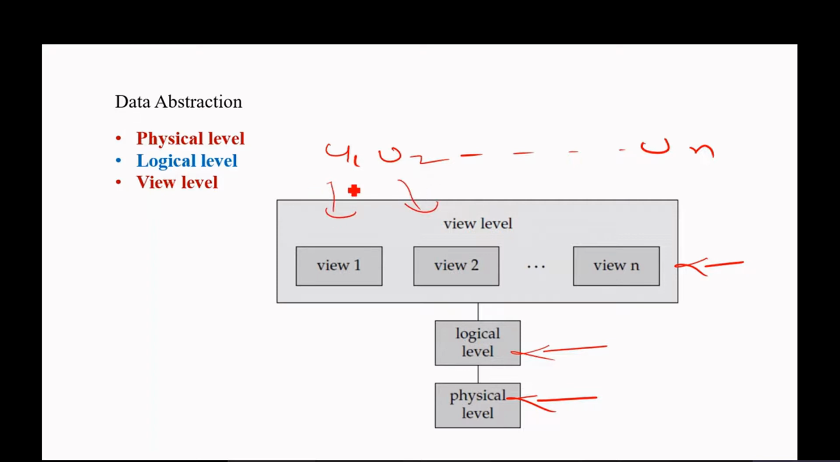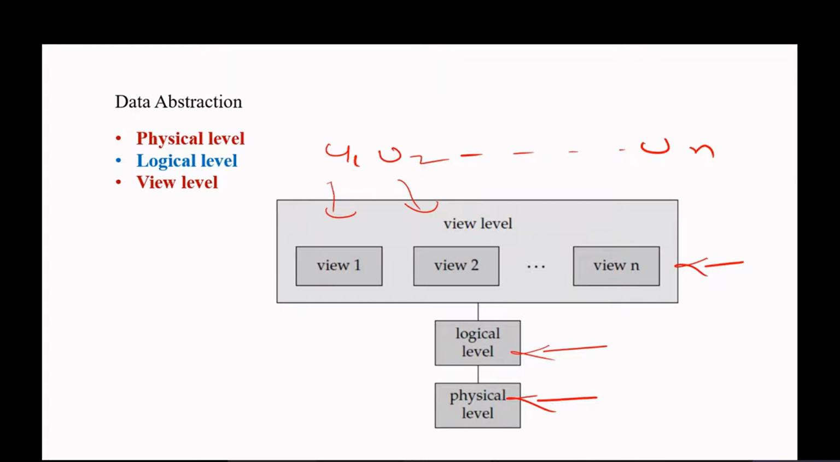For example, for user 1 there is view 1, for user 2 there is view 2, and similarly for user n there is view n. User 1 can interact with only this view. He can view the data of this portion only. He won't be able to see the data portion of view 2 to view n, because we are not allowing him to interact with those views. So I think you have understood that a view means what data you want to show to the user.